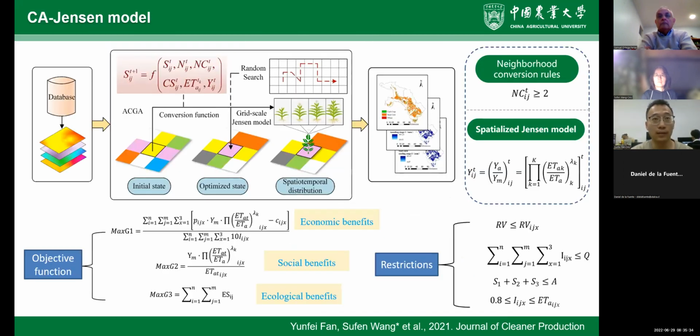And this is the C-Jensen model we established. Here, each cell is a spatial grid. First, we build the Jensen model on each grid and optimize it spatially using the transformation rules of cellular automata. In the optimization model, we use the net irrigation benefit to represent the economic benefit, the water productivity to represent the social benefit, and the ecological service value of each grid to represent the ecological benefit.